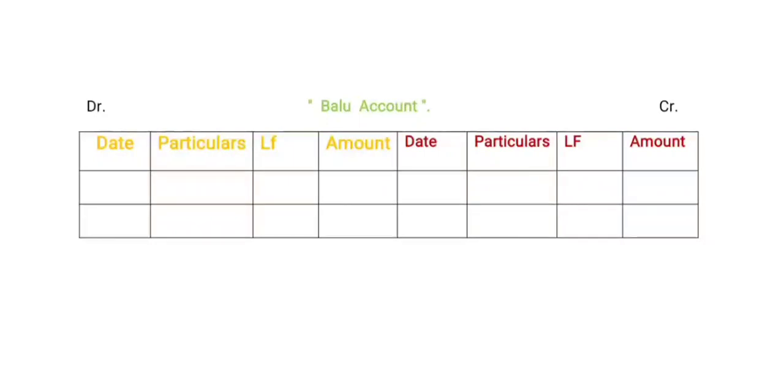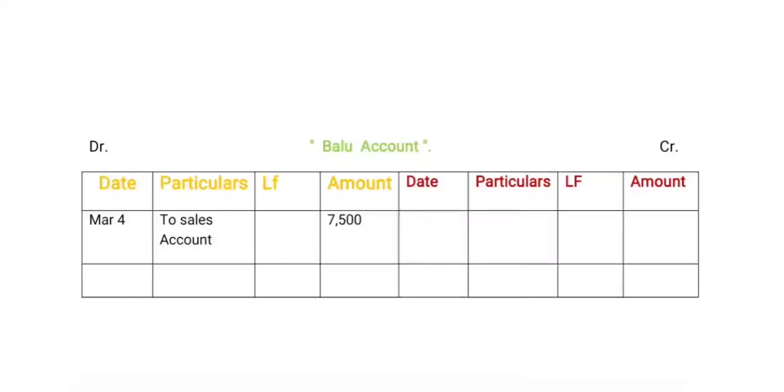Now Balu's account has date, particulars, ledger folio, amount. The credit side is also the same. Now we are coming to the debit side of Balu's account. Here, March 4th, to sales account, 7,500. Now we don't need to prepare the units of rupees. Why?